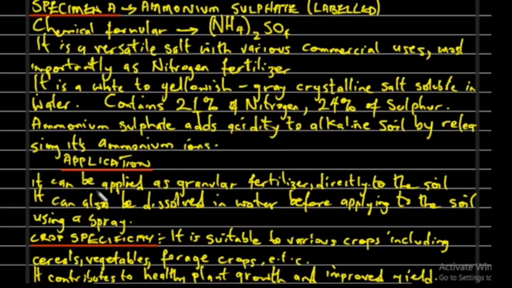Application of this particular salt is granular. You can apply it granularly directly to the soil, or you can actually dissolve it first in water and then apply it to the soil by spraying. This particular specimen is crop specific. It is suitable for various crops including cereals, vegetables, forage crops, etc. You can use it to contribute to healthy plant growth and improve crop yield. These are some of the things that we need to know about ammonium sulfate.